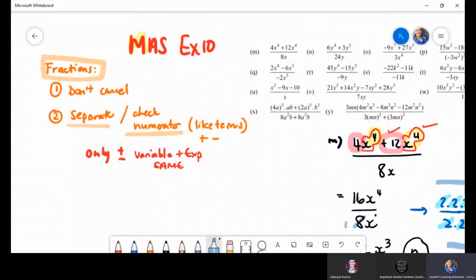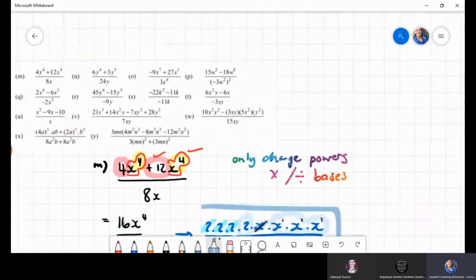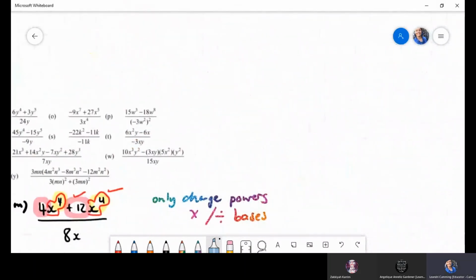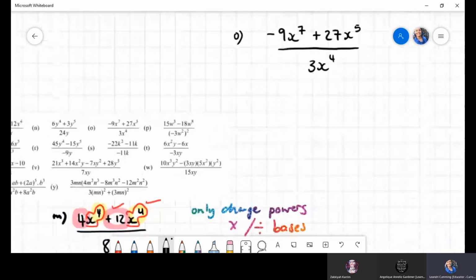So now let me look at letter O. Let's do number O. Minus 9x to the power of 7 plus 27x to the power of 5 over 3x to the power of 4. And my first step, like we said earlier, let's check.